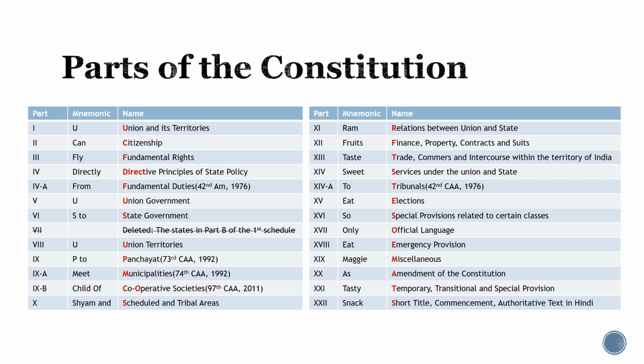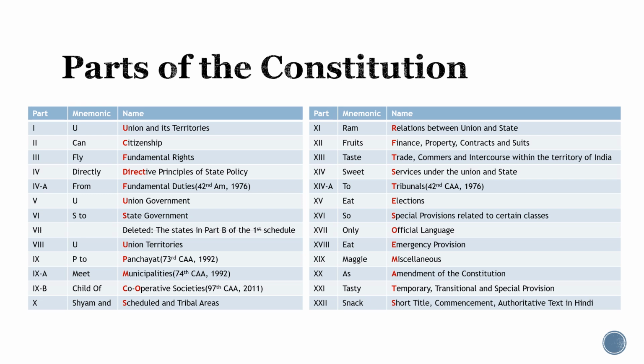So you could also remember it like child of cooperative societies. Then Shyam is scheduled and tribal areas. If you think of it, there's a sh sound here, and there's a sh sound here as well. So scheduled and tribal areas. Then Ram is relations between union and state.